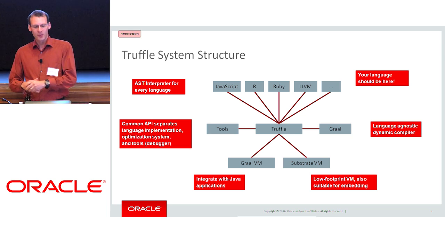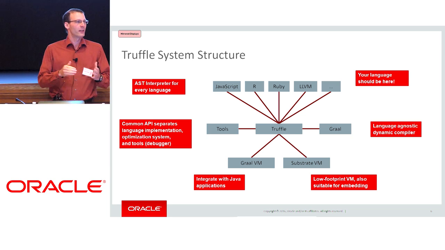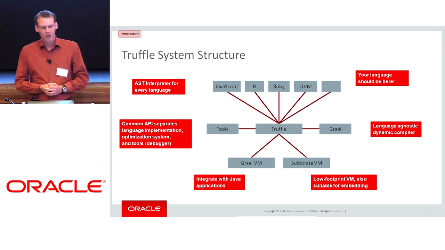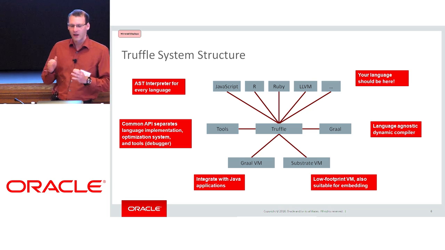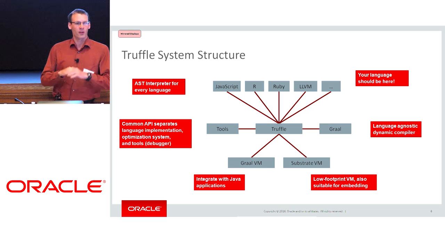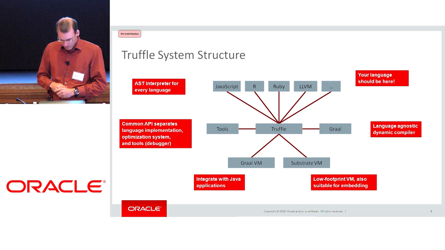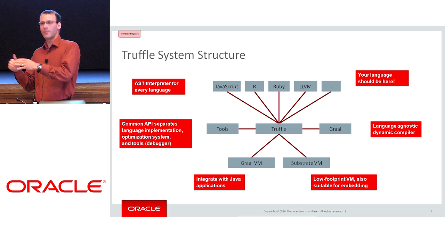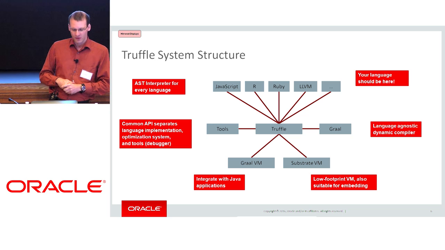So what Truffle gives you is a language implementation framework where you just write an AST interpreter for every language you want to execute. So we have an implementation for JavaScript, for R, for Ruby, for LLVM bitcode. So you run all of that managed on the Java, on this Truffle layer written in Java. And the Graal is our just-in-time compiler. It automatically optimizes and compiles all these languages.